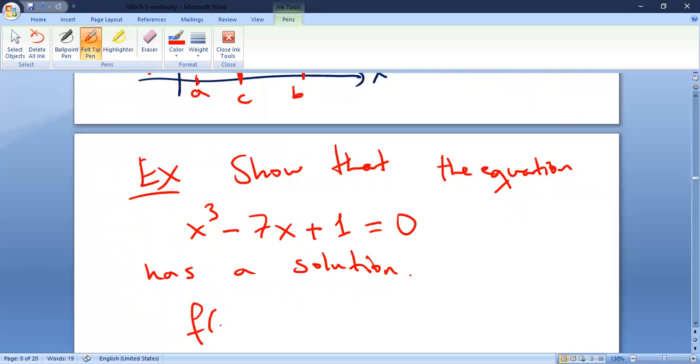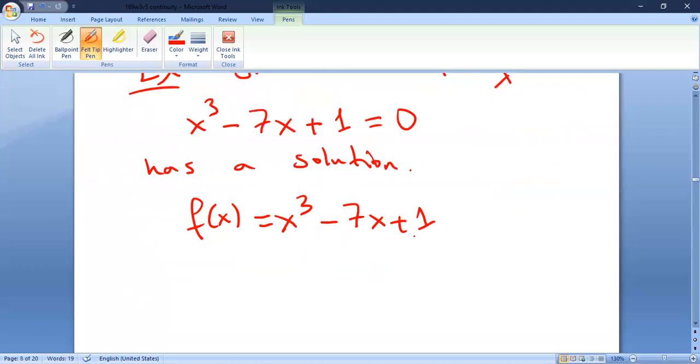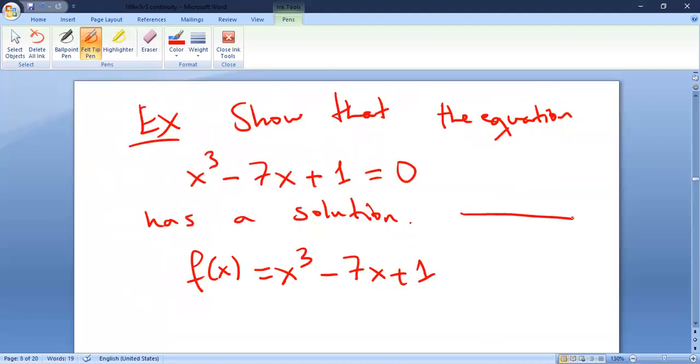So just say f equals x cubed minus 7x plus 1. Okay. So what I'm going to try to do here is, solution means this function x cubed minus 7x plus 1, it's going to be a function like this.